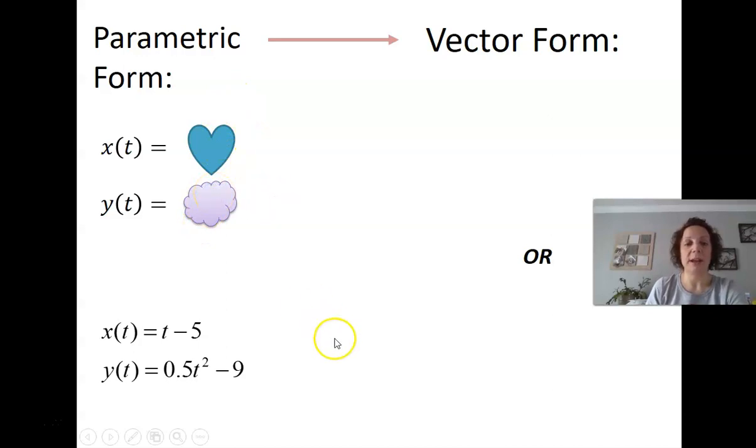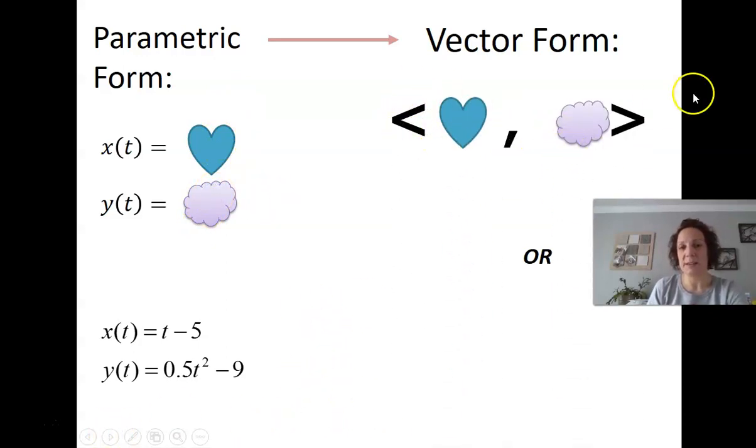So if I'm writing it in vector form, one of the ways we can write it is with these, the greater than or less than signs, right? I call them pointy brackets. So all you're going to do is put your x component first and your y component second, literally just like you're writing a coordinate, right? But instead of parentheses, pointy brackets. So that's letting us know, look, these are the two components of a vector.